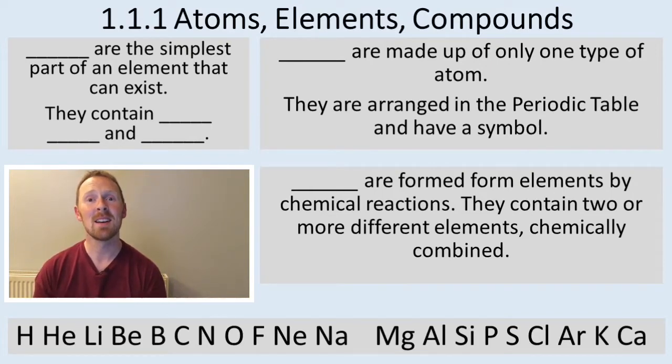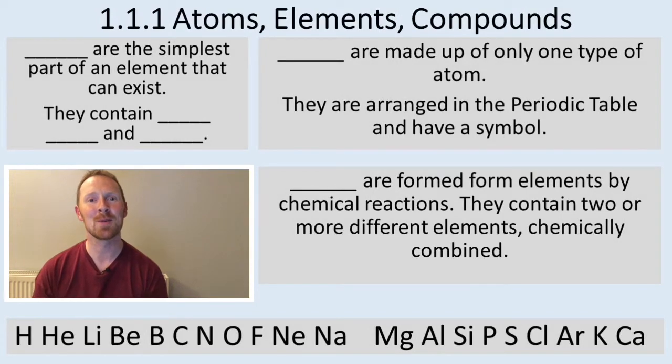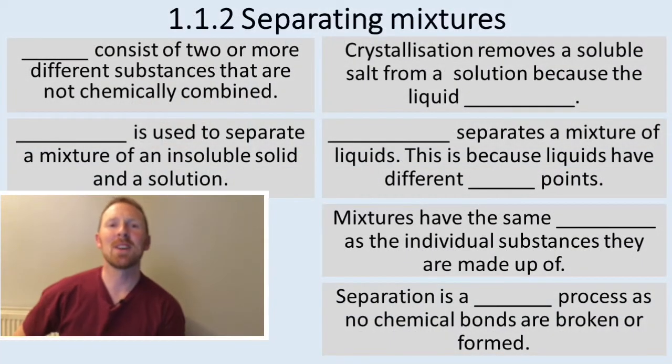M-G-S-I-S-P-S, Megalsips. And the final greeting would be Clark-K. Cl for chlorine, Ar for argon, K for potassium and Ca for calcium. So put them all together: H-E-L-I-B-E-B, Knopfnina, Megalsips, Clark-K. What I'd like to do is stop there and have a little go at learning the first 20 elements in the periodic table. Next we're looking at specification point 1.1.2, separating mixtures.